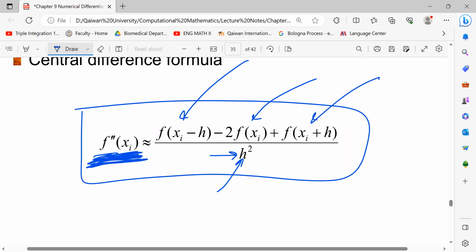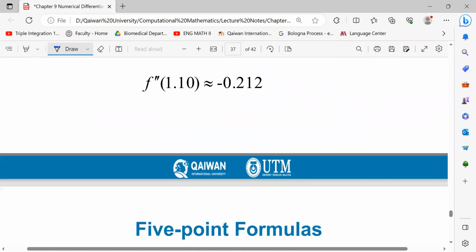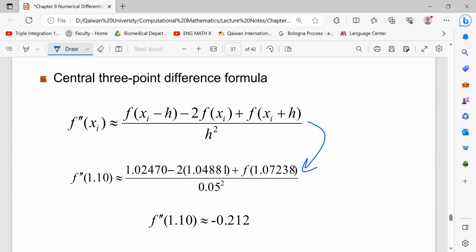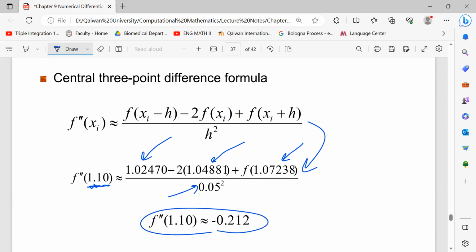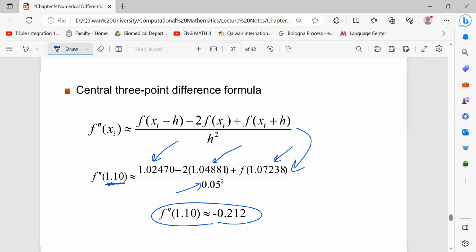How about h? h is given. And also, we can find it. It's 0.05 squared. Just calculate it. You get the result. That's it. Look, it's direct, you put it here. So this is f of xi minus h, this is f of xi, this is f of xi plus h, this is h squared. And the result is this. This is f double prime of the function at 1.10. Okay? Do you have any question about this? It's easy.